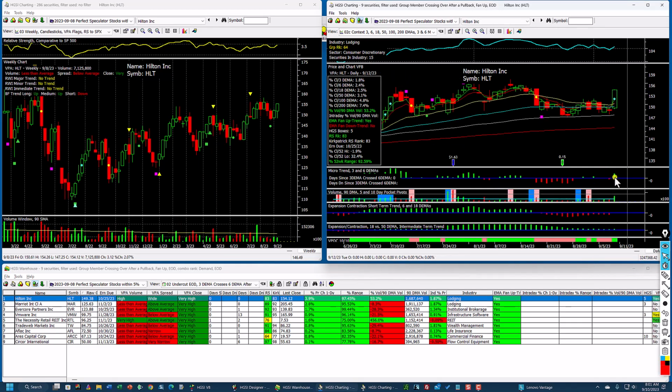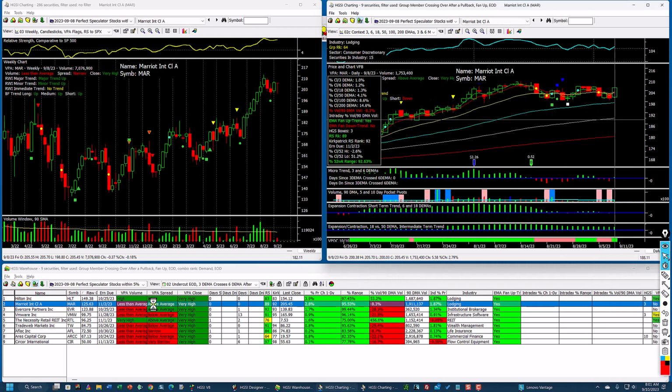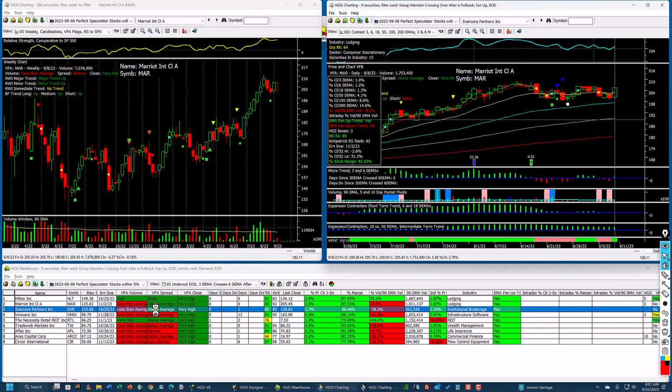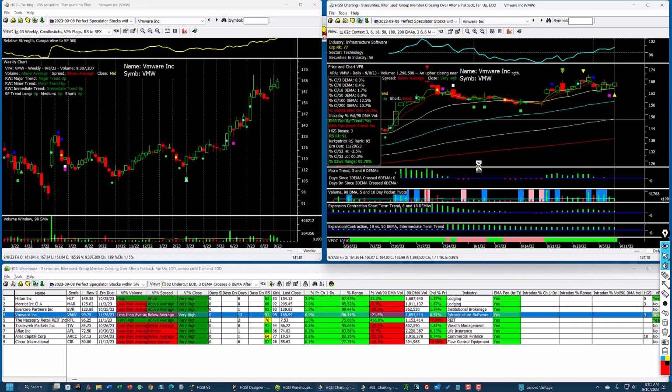Here's the crossover right here. Here's the weekly chart. A little bit sloppy, but it crossed over. Marriott, they're both in the same group, so this group, it's turned up. Looks like it wants to go up too. Evercore, it crossed over yesterday. The zeros mean it crossed over on Friday. This one's setting up nicely. VMware, setting up nicely. These are all fairly expensive stocks. Look at the strength on the weekly chart.